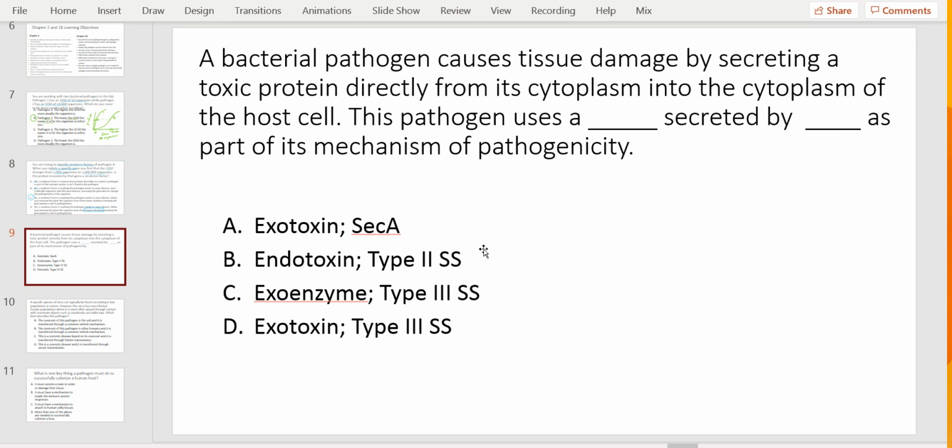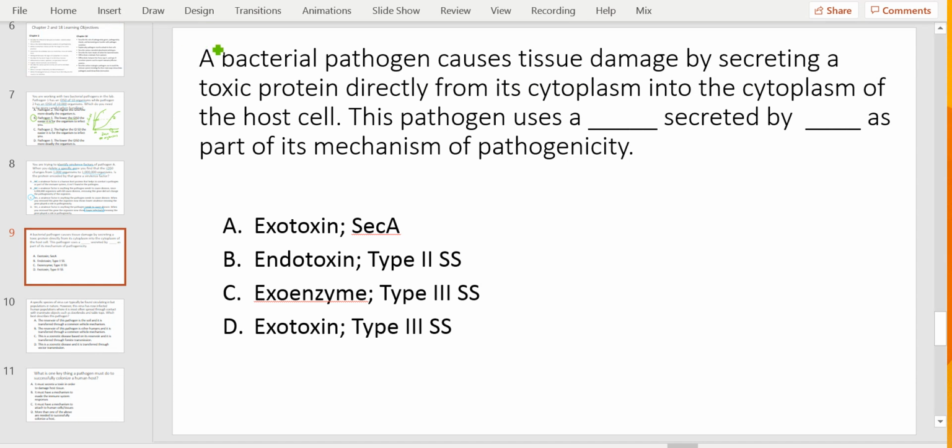Okay, so remember the steps of pathogenesis? The organism would have to enter the body, it would have to attach to tissues, it's going to have to avoid the immune system to actually grow and replicate, and it's also going to be causing damage. And so this question is going to talk about how pathogens can cause damage.